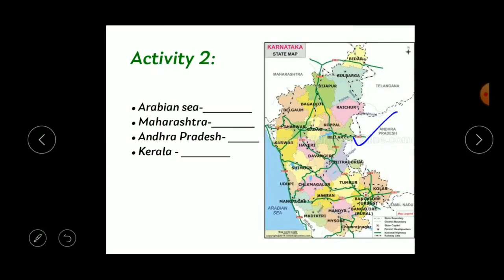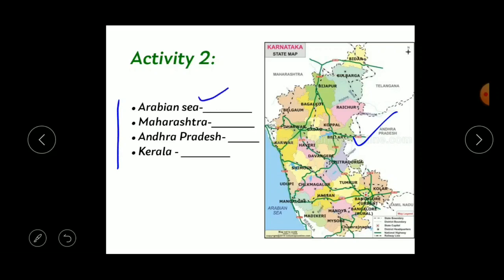Yes, it's a Karnataka map. Very good. So observe this map of Karnataka. Now write the directions of the places given with reference to the state. Which is our state? Yes, Karnataka is our state. So with reference to the state, we have to write the direction of these places.